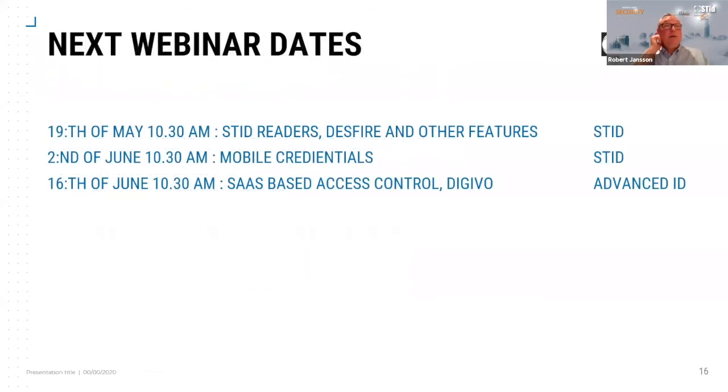And with that, I will end the 20 minutes or so here by just giving a flag for the other seminars that are coming from Advanced ID on the 19th of May, the 2nd of June, and the 16th of June at the times given here. And then in the next seminar, I'm going to talk about STID readers, DESFire, and go deep down a little bit about that, and go over to mobile credentials on the 2nd. And on the 16th, Advanced ID will talk a bit more about Digivo and the security as a service-based access control system for that.